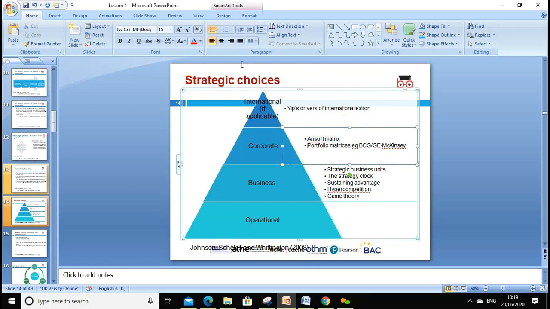Okay. Then the BCG matrix we already know. What does BCG stand for? We already discussed it. It's the Boston Consulting Group. It is the product portfolio. We know the product portfolio: star, cash cow, problem child.